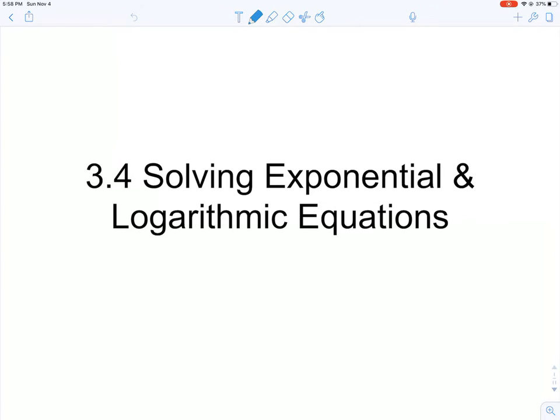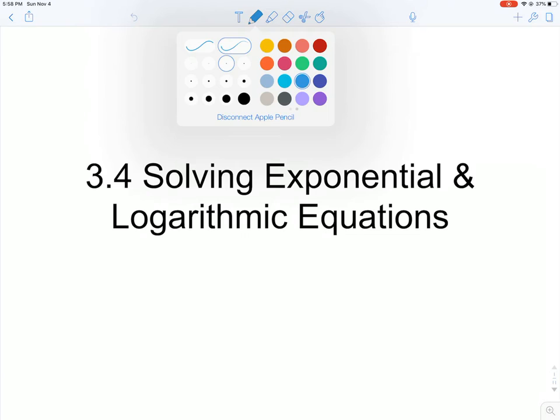Okay, so in section 3.3, we looked at using properties of logarithms to help us rewrite logarithmic expressions. And now we are going to use those properties to help us with solving exponential and logarithmic equations.